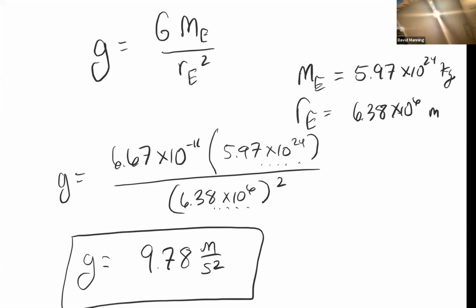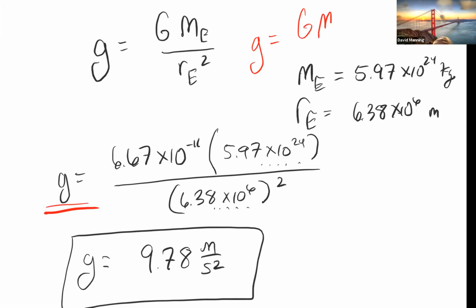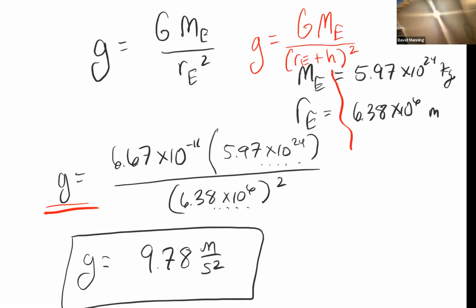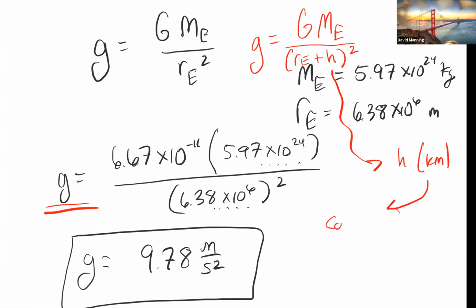So we can find the acceleration due to gravity, g, at any height above the Earth, right? All we do is change our formula to g equals big G. That doesn't change. Mass of the Earth doesn't change. Radius of the Earth doesn't change. We just add the height in there and square it. And sometimes they'll get tricky and give you this height in kilometers. Always convert to meters.